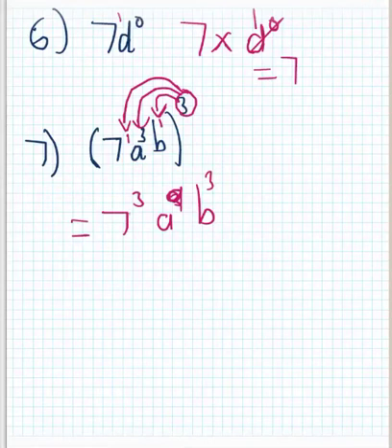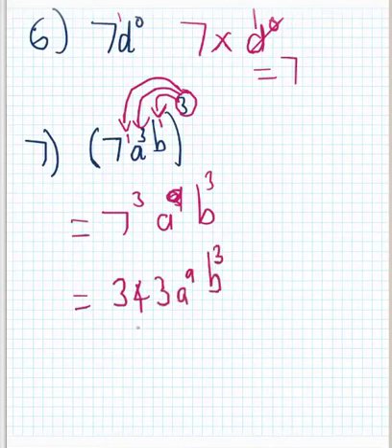Now, because 7 to the power of 3 is not a very large number, evaluate the number. Show the value. So what's 7 times 7 times 7? So we end up with 343, a to the power of 9, and b to the power of 3. And that's your answer.